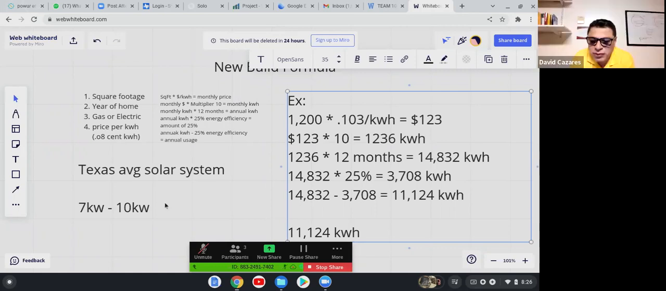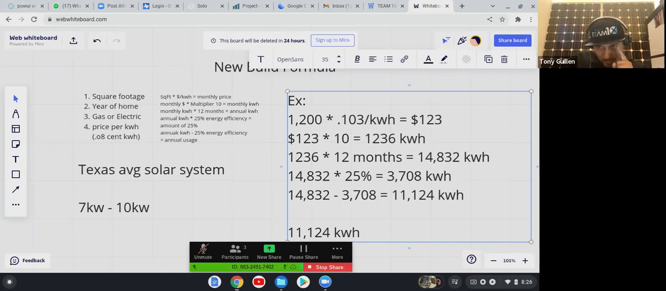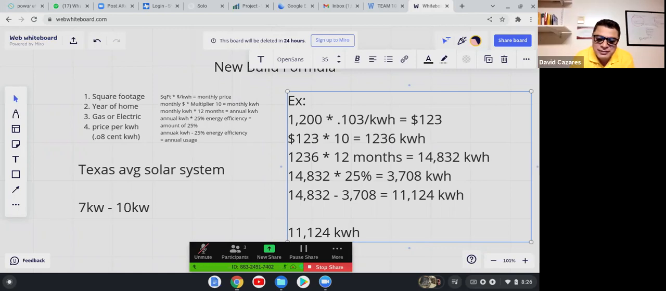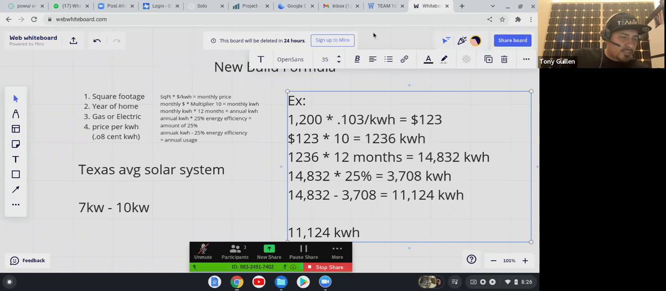That's a good thing to know, this formula. And this formula is only the 10X formula. So yeah, this is how the formula works.